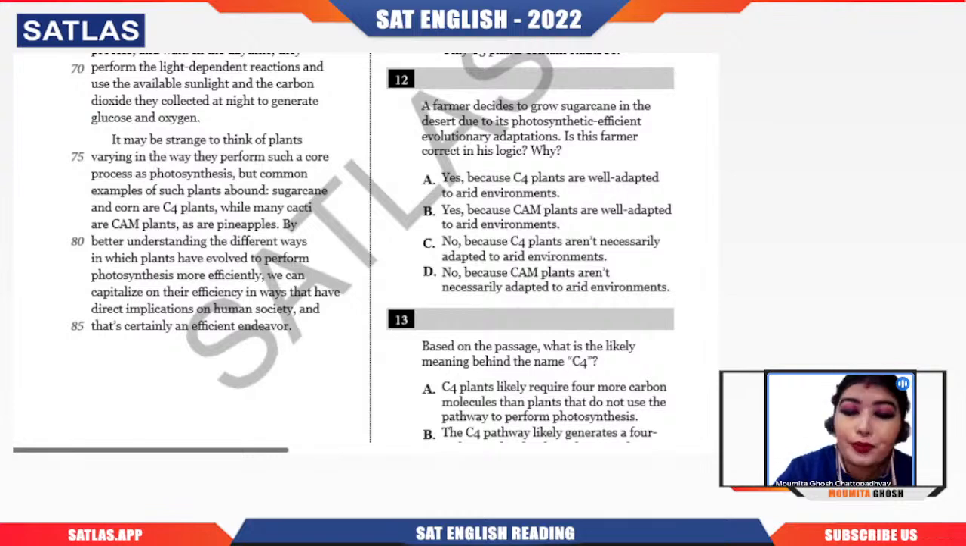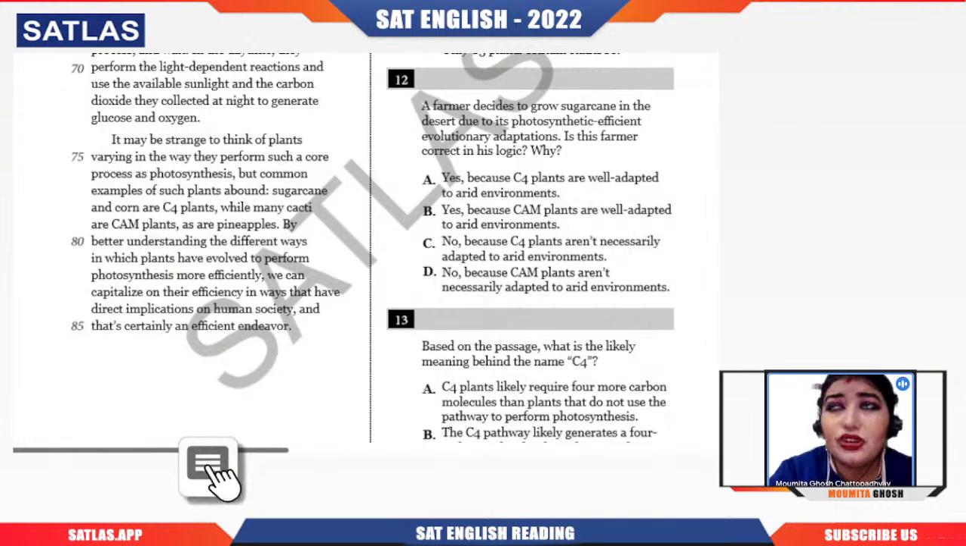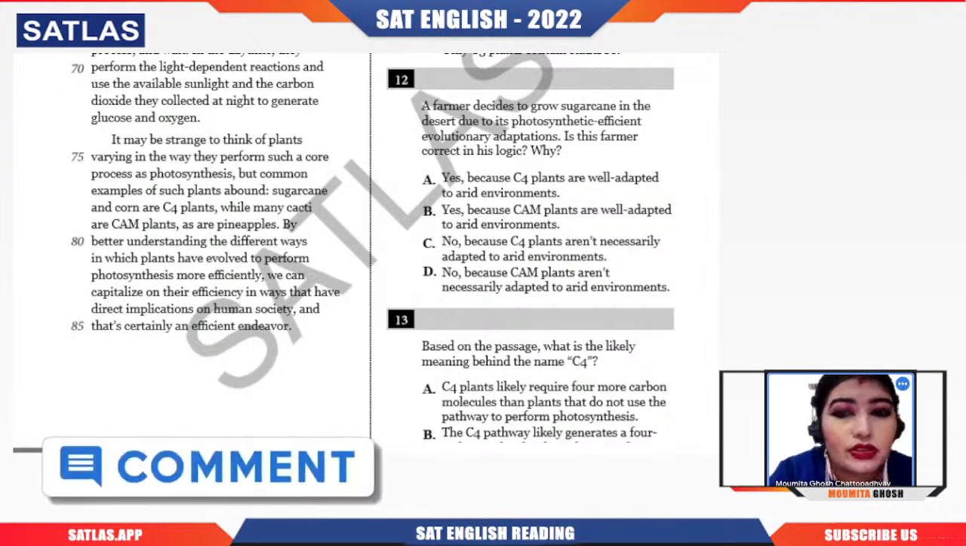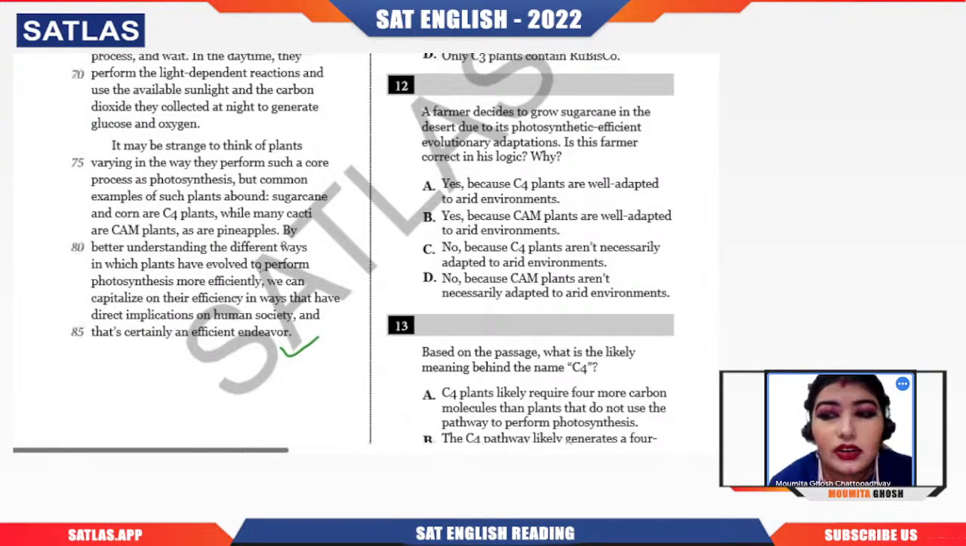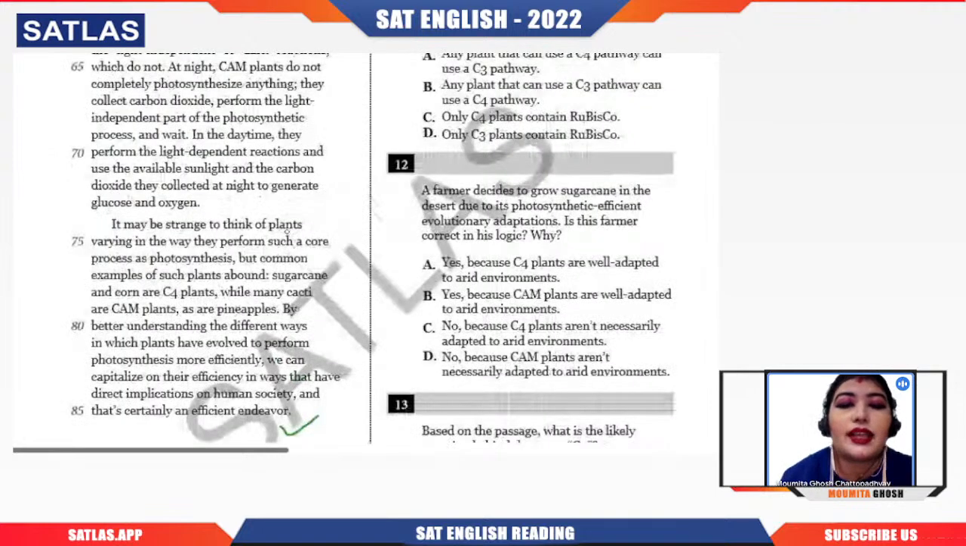Okay, so Tripti has asked us a question: how many passages should we practice before our final SAT? You should revise more than 20 passages, or maybe 15 passages, because you never know from which topic the main question will come. Okay, so now I hope everyone is clear up till this part. So it is the end of our passage on photosynthesis and the photosynthetic adaptations in different climates.